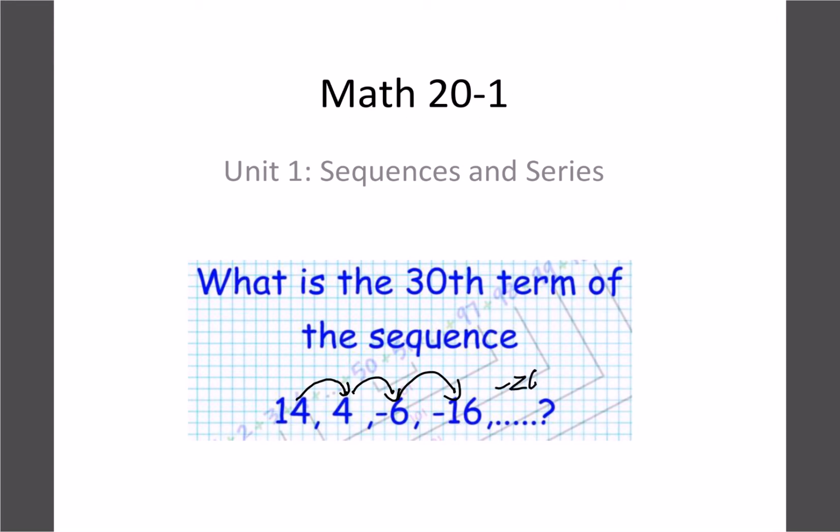So we can see that that is a sequence, and we're going down by 10 each time. We could continue this pattern: -26, -36, and so on. The question is asking what would be the 30th term. We could list out all 30 numbers, but what we're going to see in this unit is there are some formulas we can use to find that out a lot quicker and easier.